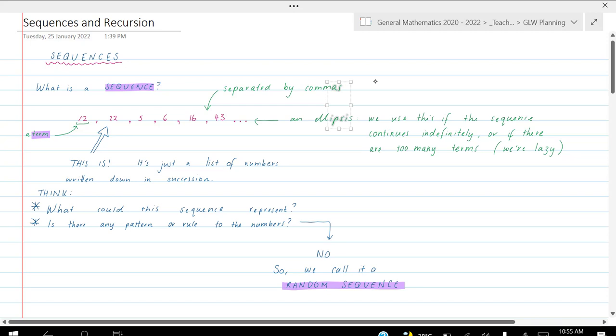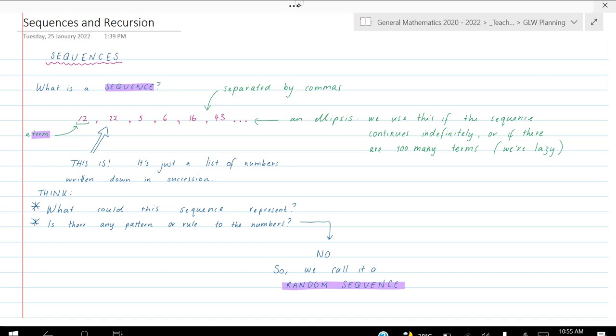Okay, welcome to our first lesson on sequences and recursion. So this is the first little subtopic within the topic of growth and decay in sequences. So it's a nice one to start off the year. First of all, what is a sequence?